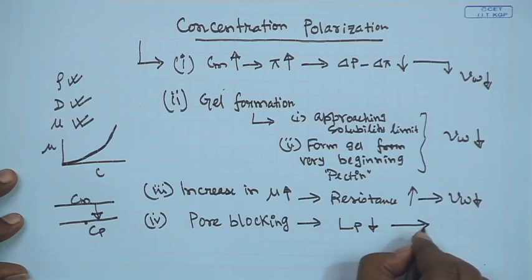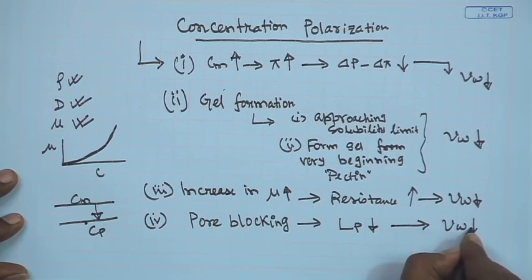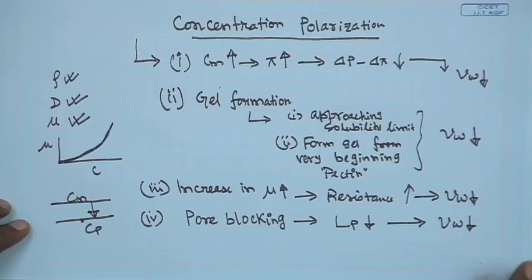So, what is the effect? Since the permeate flux is proportional to permeability, the permeate flux goes down. So, we can see that the manifestation of concentration polarization in all the cases will lead to a common outcome, which is the decline in permeate flux. This basically means a reduction in the throughput of the process, which is absolutely undesirable.